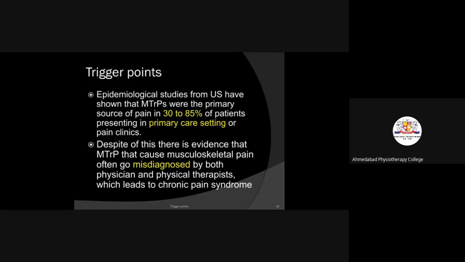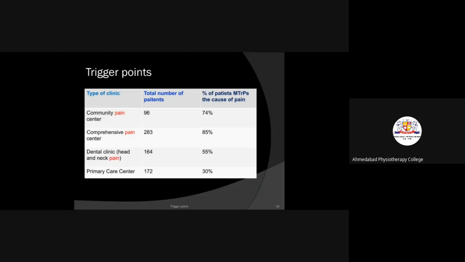Now, trigger points are often misdiagnosed. You can see I have some statistics: epidemiological studies from the US have shown that up to 85% of patients are misdiagnosed. They are actually patients with trigger points, but they are misdiagnosed. And you can see another statistic here: even in dental clinics, 55% of patients have trigger points of the temporalis or masseter muscle, but they have been misdiagnosed as having some tooth pain.